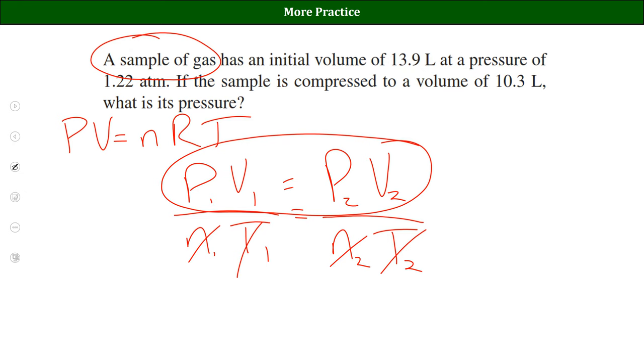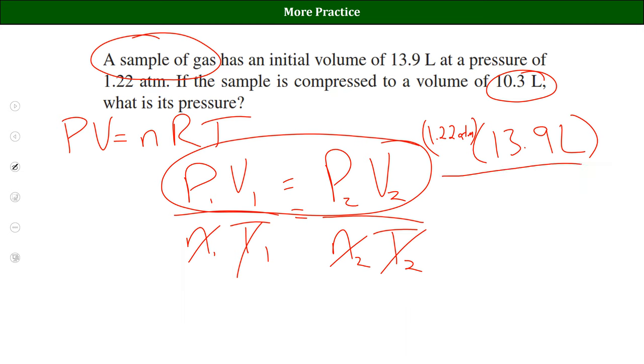So if we wanted to actually get a number here, we would plug in 13.9 for V1, plug in 1.22 for P1. Here's our volume 2, solve for pressure 2. Get something like 2 atmospheres. So 13.9 meters times 1.22 atmospheres divided by 10.3 meters equals P2.